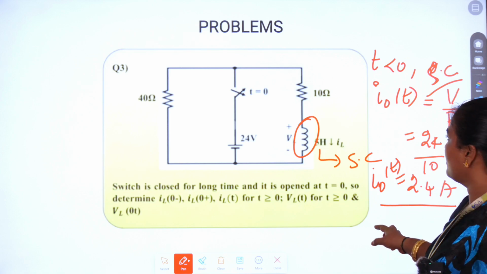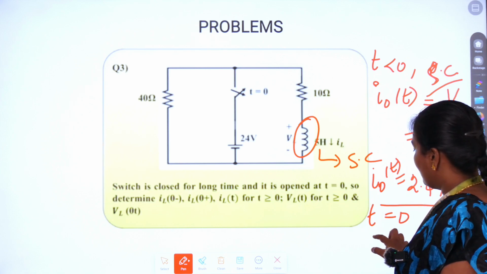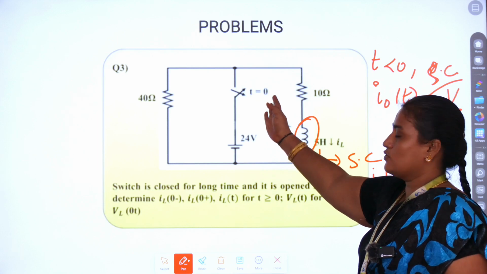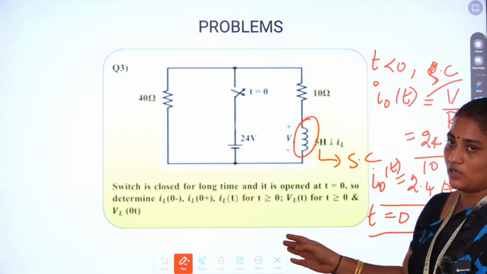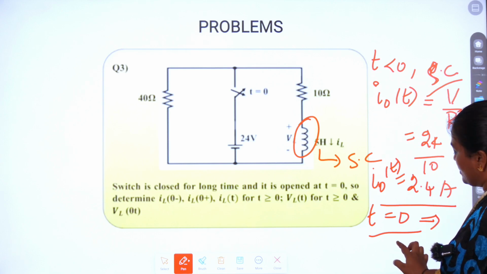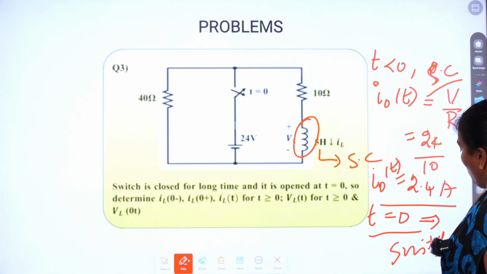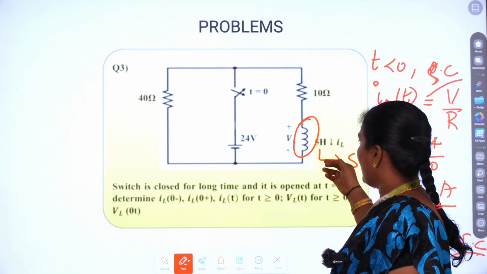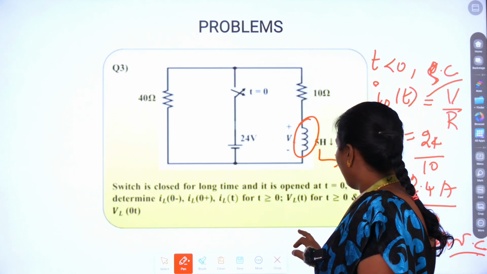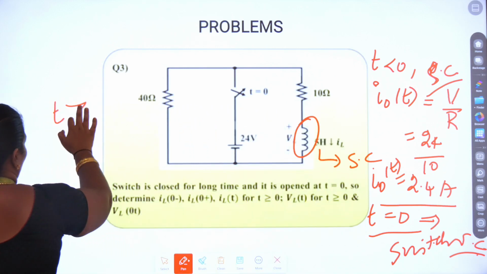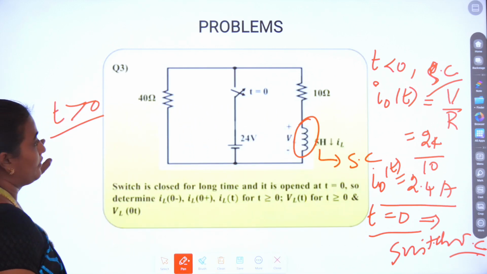Next we go to the next condition, that is at t equal to 0. When t is equal to 0, it is already shown that it is open circuited, hence no current flows across the circuit. At that time the switch is open circuited. Under the next condition we have t greater than 0.